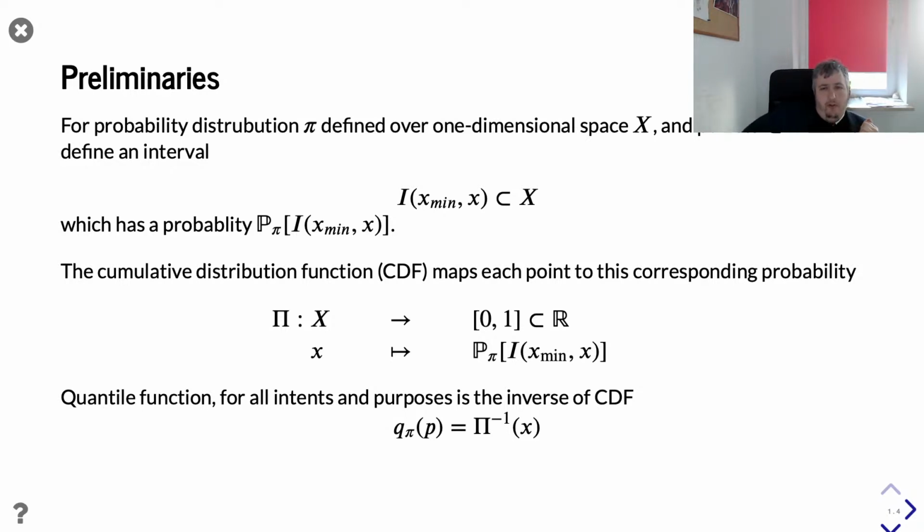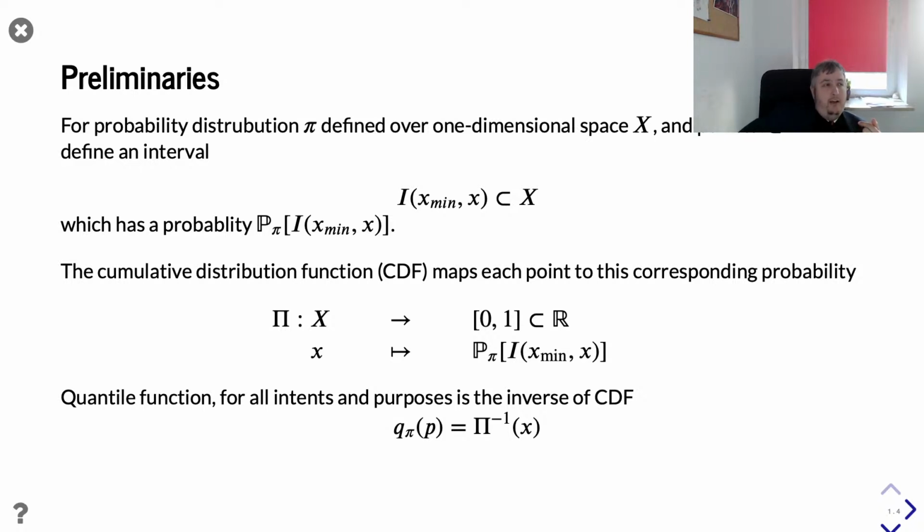The cumulative distribution function, of course, is a function that maps each number x to the probability of the interval from the minimal value of x to the current x. The minimal value of x can, of course, be minus infinity in the case of an unbounded distribution. In the case of a bounded distribution, this is the lower bound. So the cumulative distribution function assigns to each number the probability of having a number like this or lower.